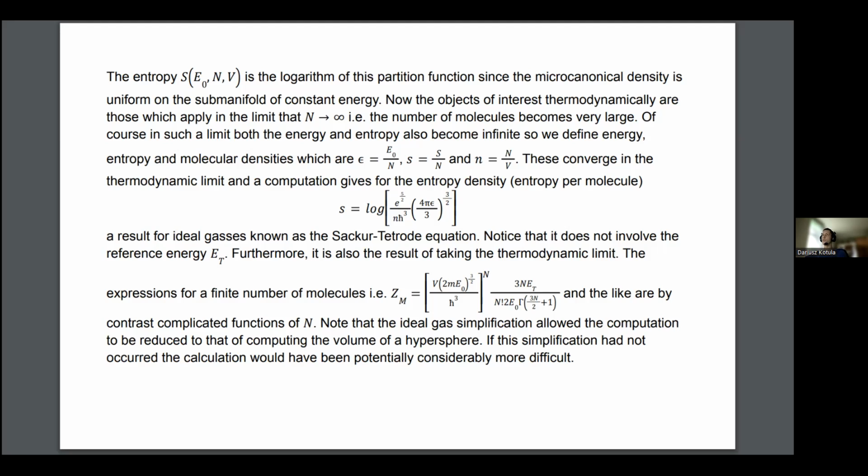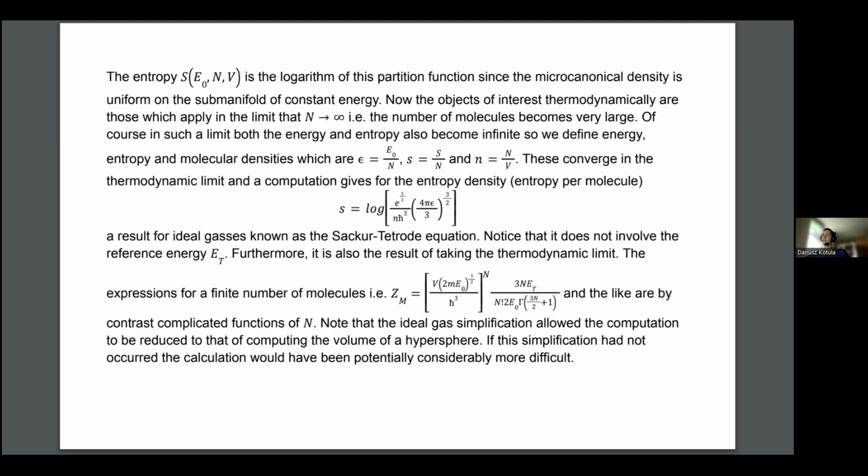So we define energy, entropy and molecular densities, which are epsilon equals the mean thermodynamic energy E0 over n, small s equals the entropy S over n, and small n equals n over V. These converge in the thermodynamic limit, and the straightforward computation, but a little tedious, gives for the entropy density, or entropy per molecule, small s equals the logarithm of e to the power of 5 over 2 divided by small n times the reduced Planck constant to the power of 3, times 4 pi times epsilon divided by 3, to the power of 3 over 2.